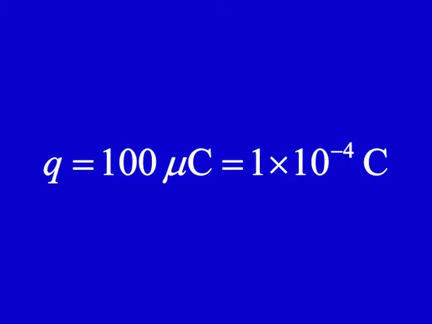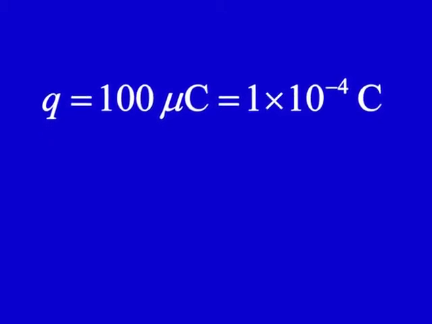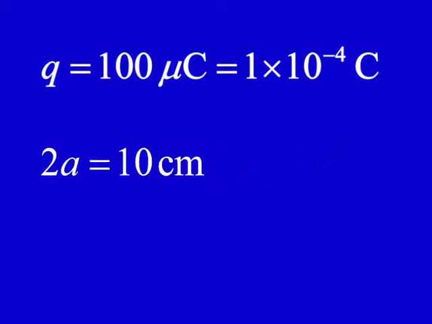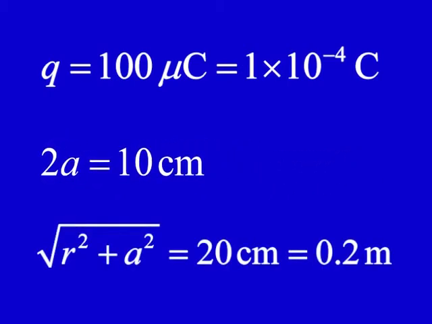Here, charge Q is 100 microcoulomb or 1 into 10 raised to the power minus 4 coulomb, and dipole length is 10 centimeter. Let P be the point at a distance of 20 centimeter from either charge. Under root r square plus a square is 20 centimeters or 0.2 meter.